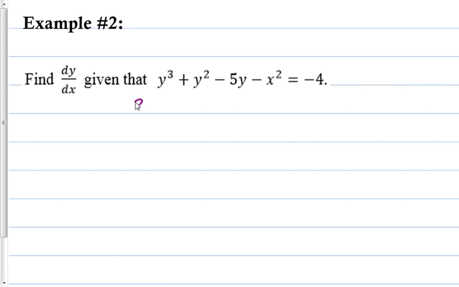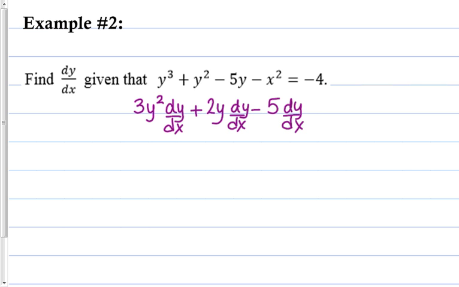So 3 times y squared, that's the derivative of that, but oh yeah, dy/dx. Okay, plus 2y dy/dx minus 5, because that's the derivative of 5y, but dy/dx, minus 2x equals, and the derivative of negative 4 is 0. So step 1, differentiate.